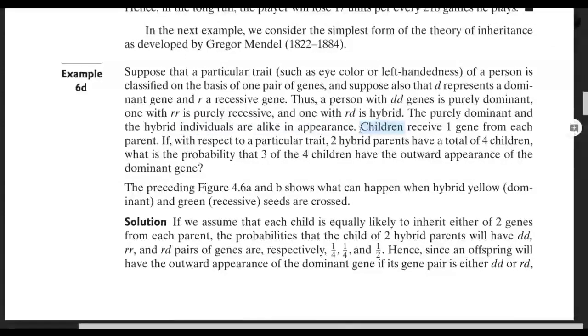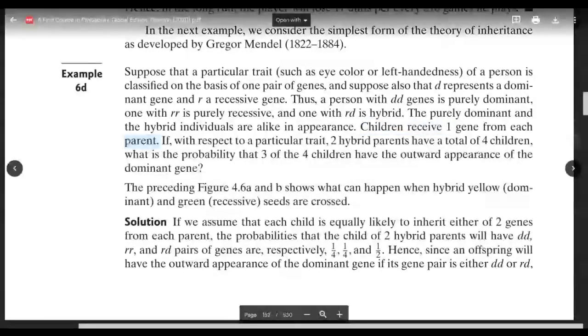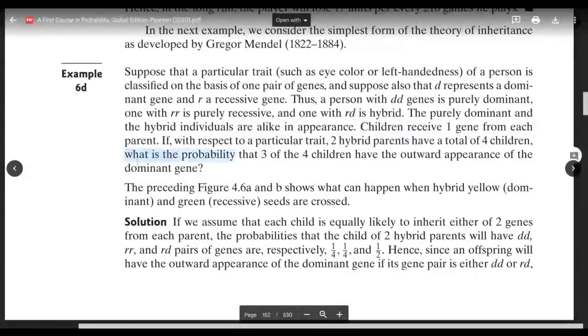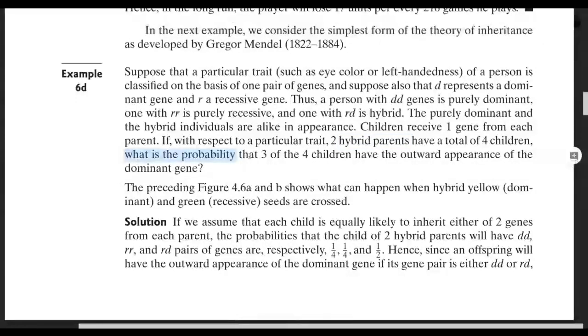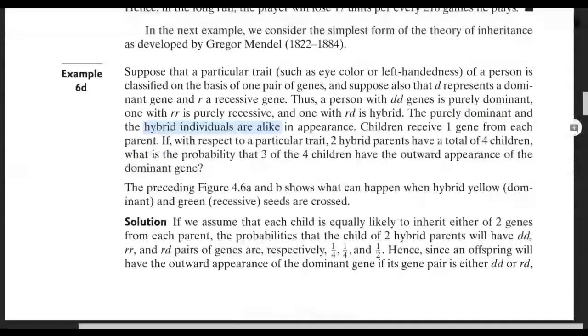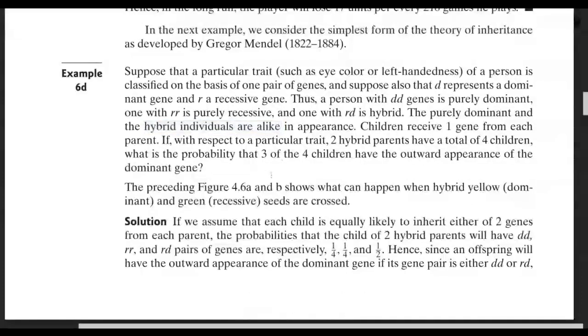So children receive one gene from each parent. If, with respect to a particular trait, 2 hybrid parents have a total of 4 children, what is the probability that 3 of the 4 children have the outward appearance of the dominant gene? Purely dominant and hybrid are alike in appearance. All right.